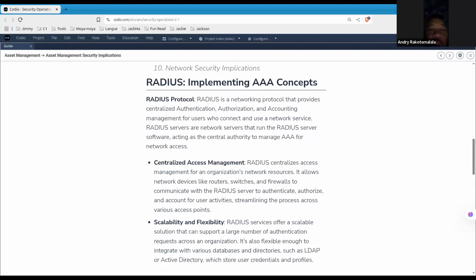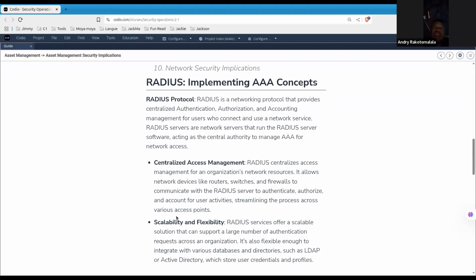Essentially, it centralizes all of the access management into one location so that anytime anyone's trying to access anything, it goes through the server. And in that case, it allows the network, like the routers, the switches, any firewalls, to essentially communicate with the Radius server to say, hey, just so you know, so and so is trying to access this system, and that automatically authorizes them on the entire network.